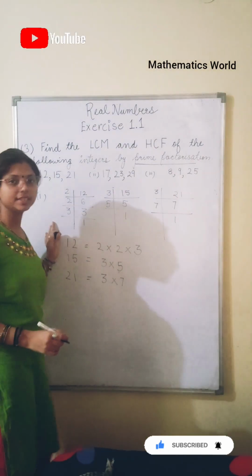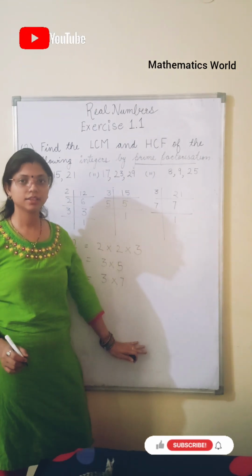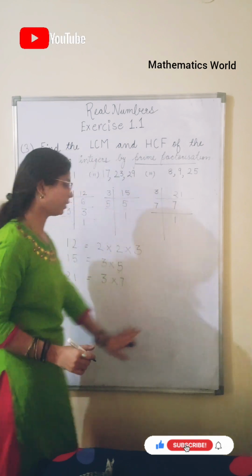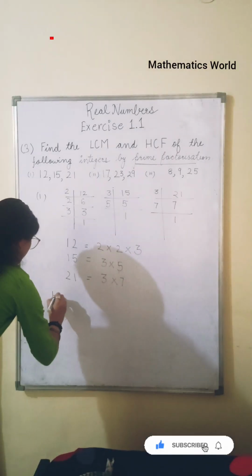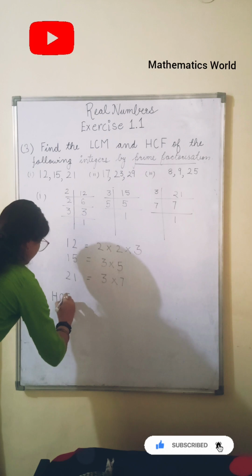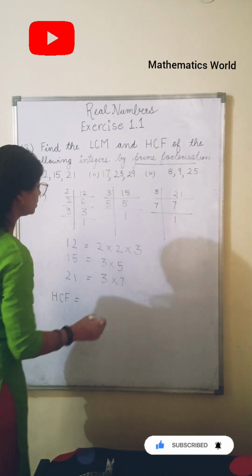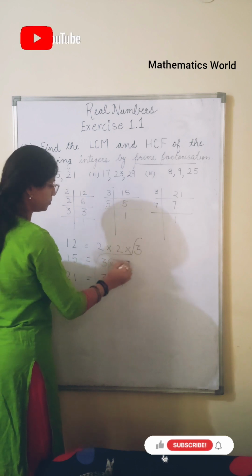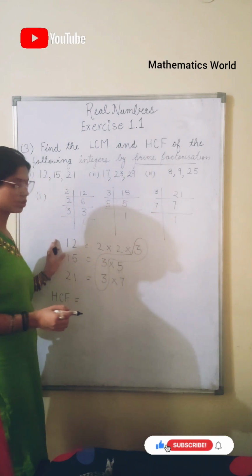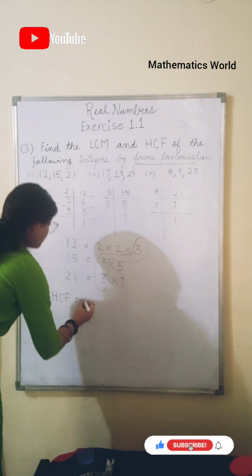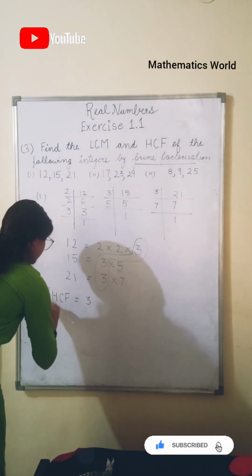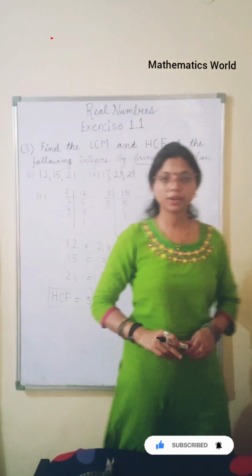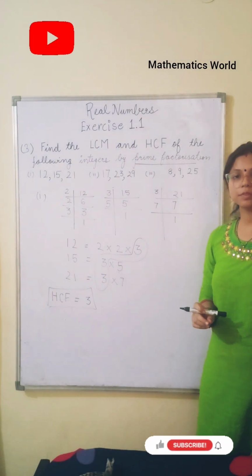So once we find the prime factorization of all three numbers, from here we can find its HCF and LCM. So for HCF we will find out the common factor in all 3 of the prime factorizations. So only 3 is common. So HCF of these 3 numbers will be equal to 3, right? And there is a difference.